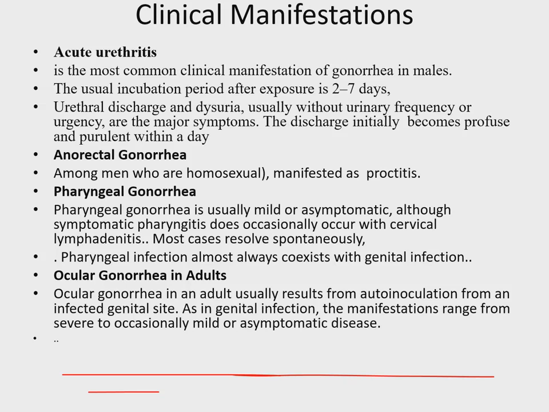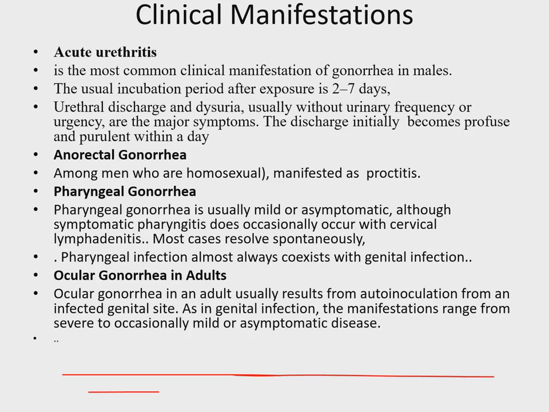What are the clinical manifestations of gonorrhea? Of course, here we will discuss the urogenital manifestations, but we will also explain that these people can, as I mentioned in the previous slide, also develop infection in other areas. The main area affected by gonorrhea is the urethra, causing acute urethritis.